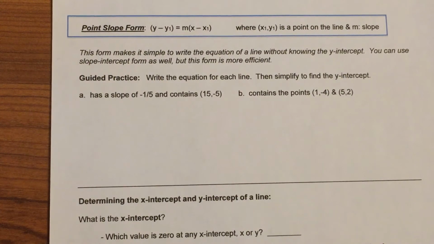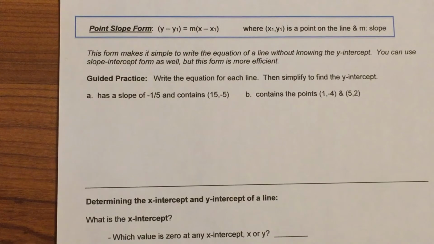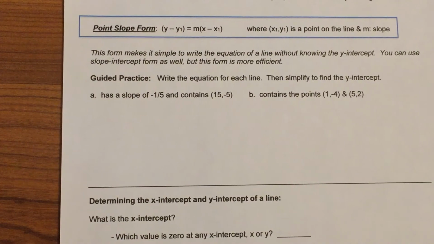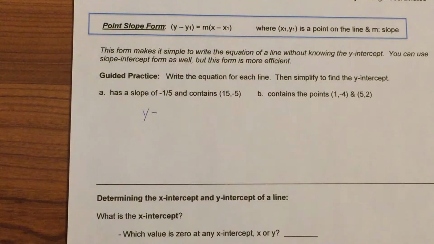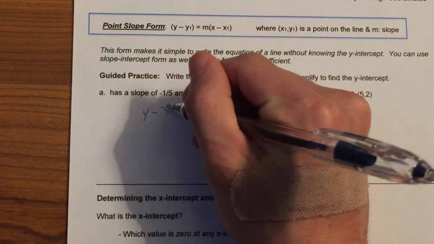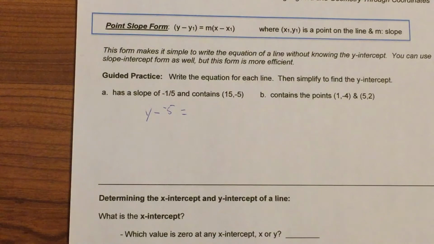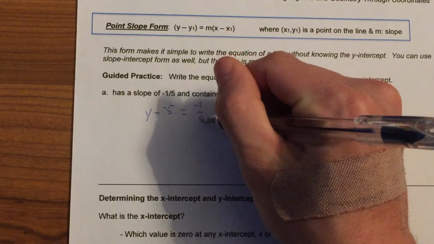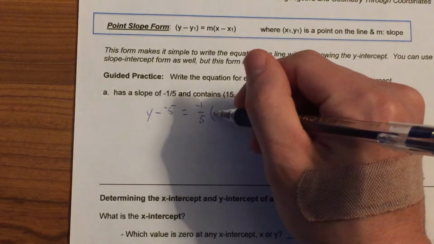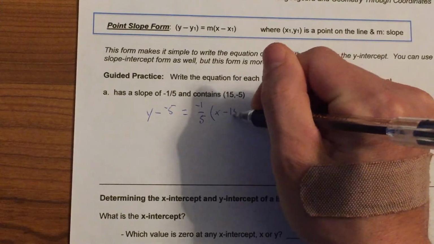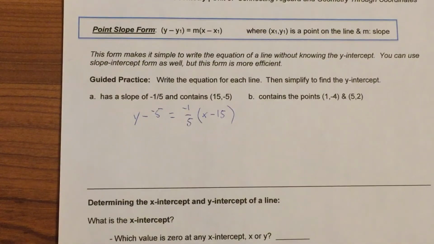So we want to write an equation for the line and then find the y-intercept. First, my example has a slope of -1/5 and contains the point (15, -5). So the way I write this equation is y minus the y-coordinate, which is -5. We'll change that double negative to a positive in a second. Equals the slope, and it's x minus the x-coordinate. And there you go. That's the equation of a line in point-slope form.